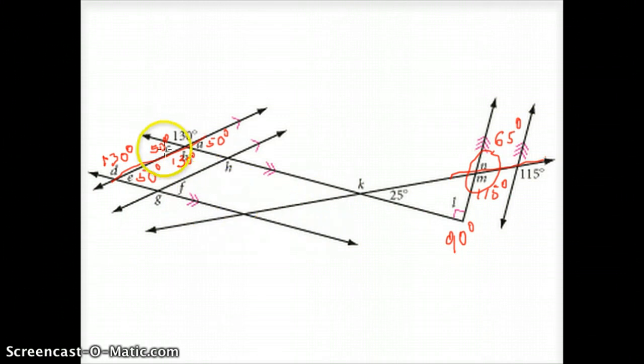Okay, now let's think this way. Here we're thinking in terms of these two parallel lines. Here's the transversal. So if we look at angle H, it's a corresponding angle with B. It's also actually an alternate exterior angle with this angle. In both cases, H is 130.